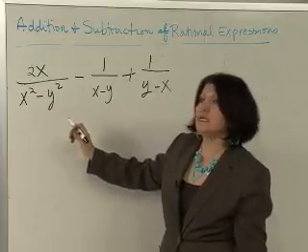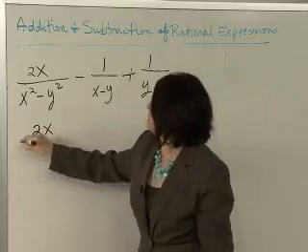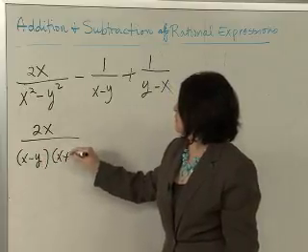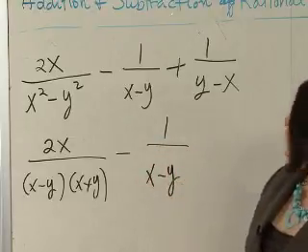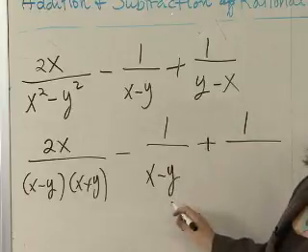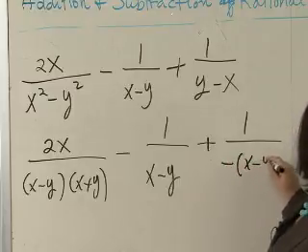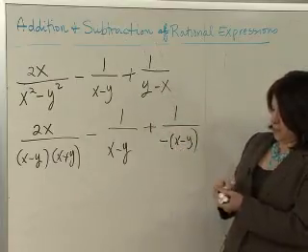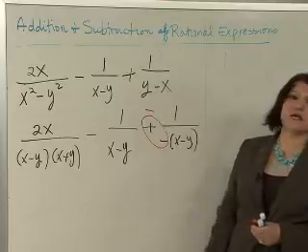I need to find the LCD, but to find the LCD, I must factor. So I'm going to take the 2x over x squared minus y squared, which factors to x minus y times x plus y, minus 1 over x minus y, which does not factor, and then plus 1 over y minus x. I see that it's the opposite of x minus y. Hopefully you recognize that. So what I do is change the y minus x to negative x minus y. And notice that a positive and a negative is going to give you a negative right here.